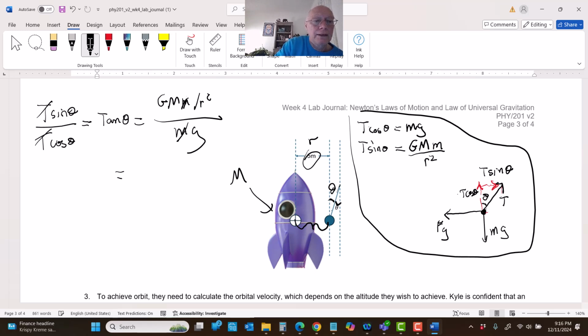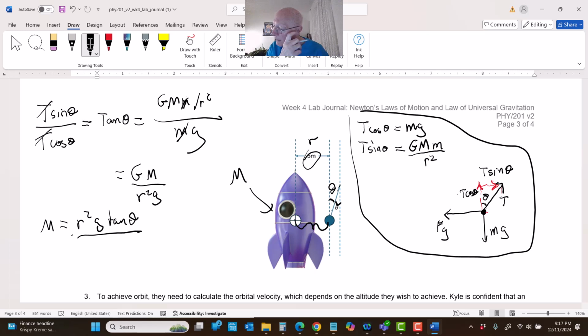So now I have GM over r squared g. And I'm trying to solve for m. So it's just simple algebra. I have that the mass of the rocket is r squared g tangent of theta divided by the gravitational constant. Okay? This is the formula you need to find the rocket's mass.